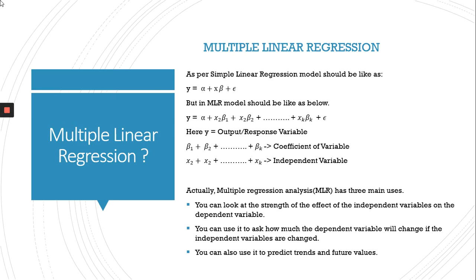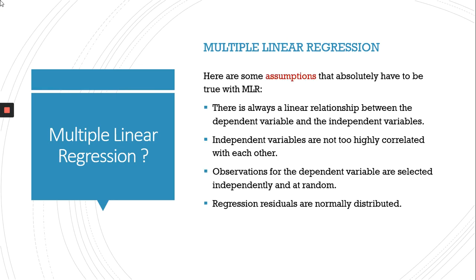Multiple regression analysis has three main uses. You can look at the strength of the effect of the independent variables on the dependent variable. You can ask how much the dependent variable will change if the independent variables change. You can also use it to predict trends and future values, so through multiple linear regression we can find out the predicted value in the future.